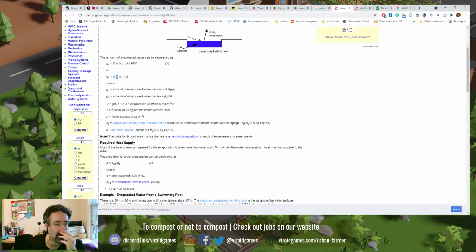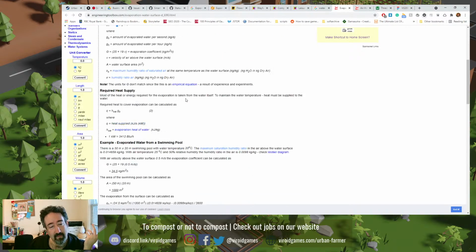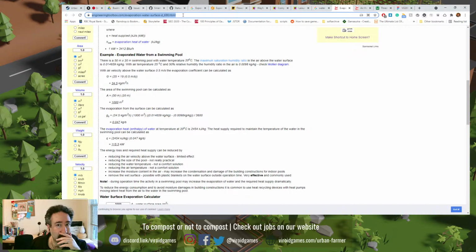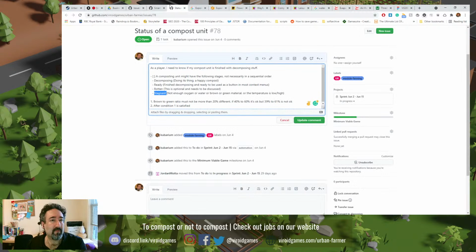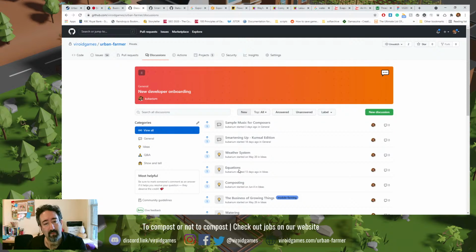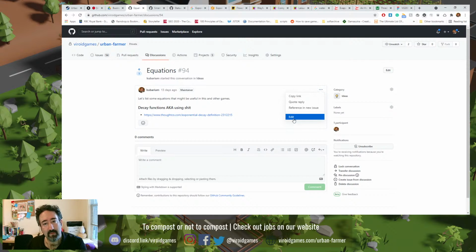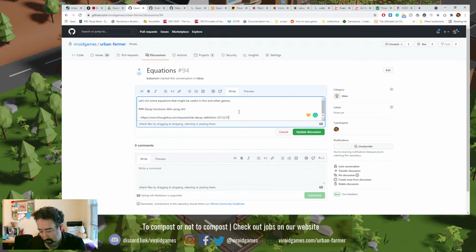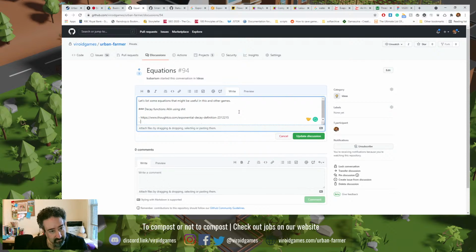V is velocity of air above the water surface. We could also bullshit that too, because we'll have windy cities and not so windy cities, which will eventually give us the amount of evaporated water. And how is that helping us? Kind of does. Let's go to our discussions. I want to update the equations page because I just found the coolest or the most humid case.